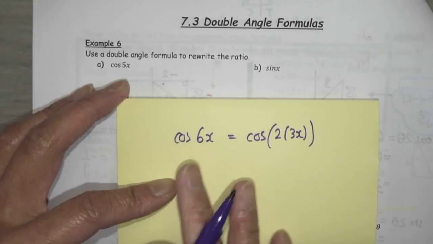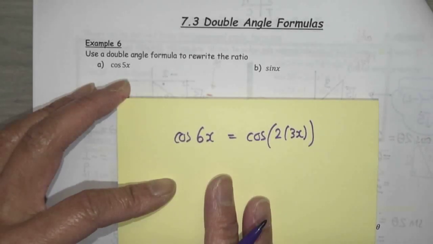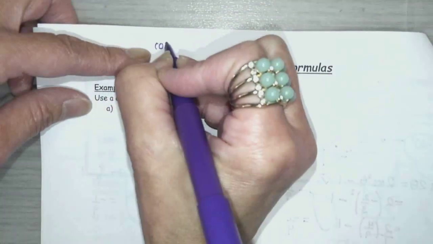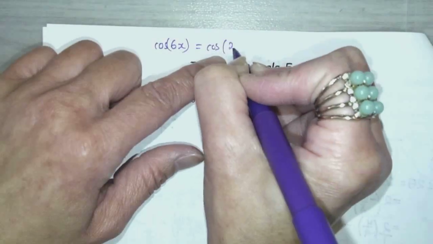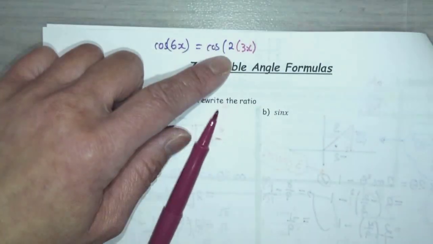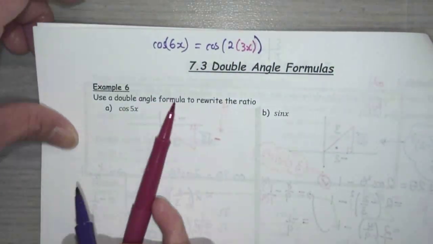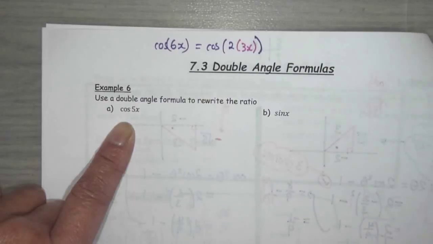Even numbers, for some reason, everyone loves, right? So it works with odd numbers as well. So I'll just write that up here. Cos of 6x, we love these ones, is cos of 2 times 3x, right? We're good at breaking up even numbers, but it works with odd numbers as well. You just don't like these as much. So that's why we're going to practice it 3 times on this page. Let's get used to it.